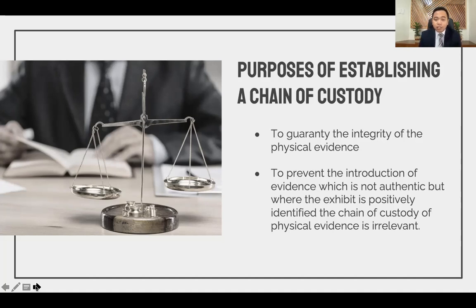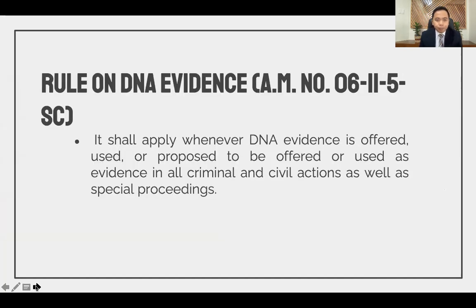Okay, and since there is no death penalty, then life imprisonment. So chain of custody is for the purpose of preventing the introduction of evidence which is not authentic, but where the exhibit is positively identified, the chain of custody of physical evidence is irrelevant. So again, where the exhibit is positively identified, the chain of custody of the physical evidence is irrelevant.